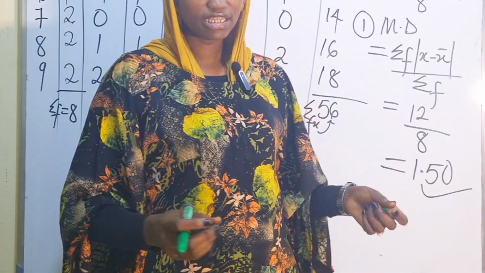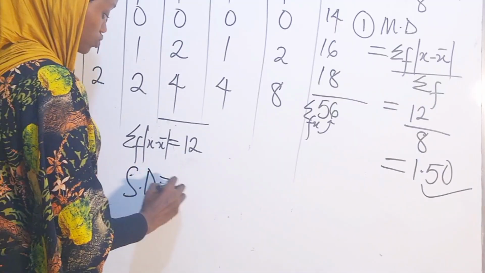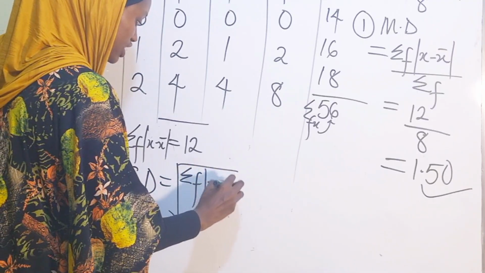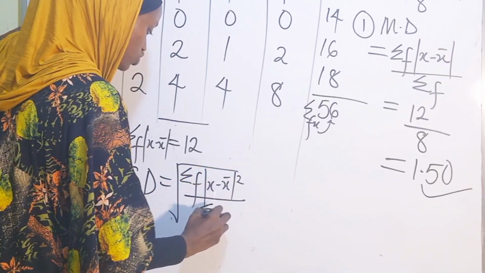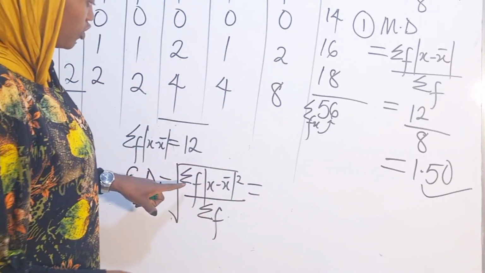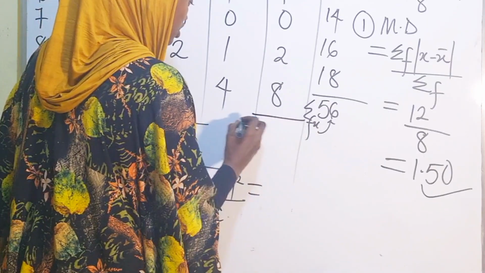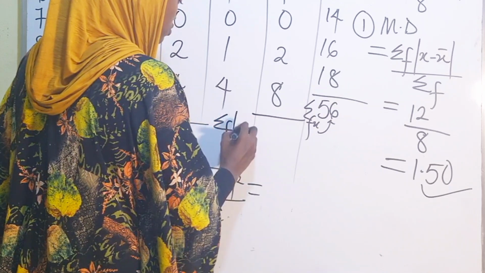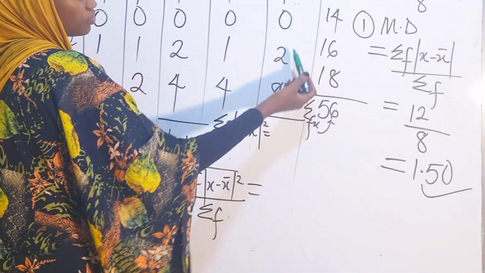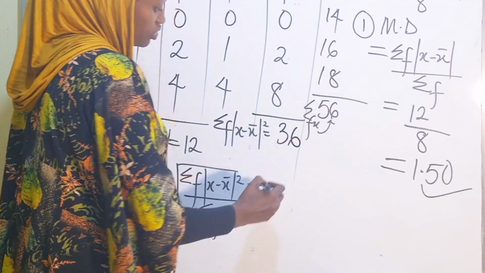So now let's calculate the standard deviation. So the standard deviation is equal to the square root of summation of f, absolute value of x minus x bar squared, all divided by summation of f. So all we need to do now, we'll go up to the table and get the value of summation of f, absolute value of x minus x bar all square. So 25 plus 1 is 26, plus 2, 28. 28 plus 8 gives us what? 36. So here we have the value as 36.